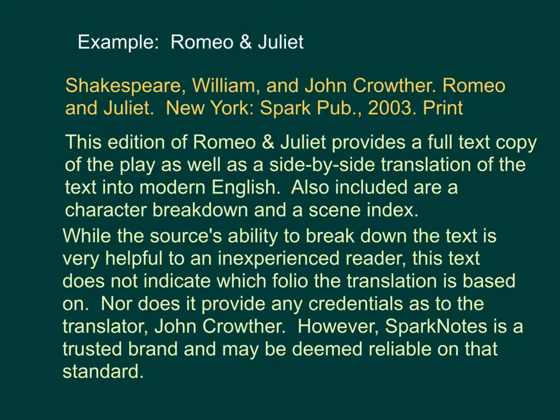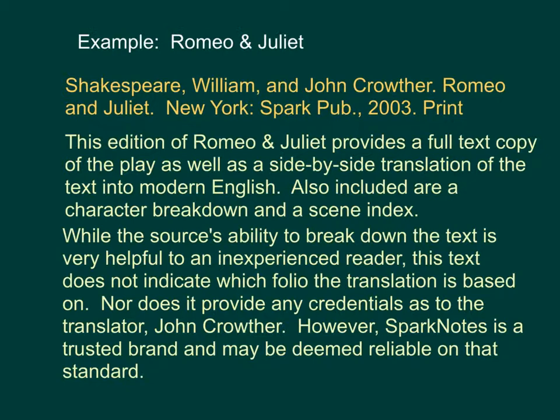Now, in addition to what I wrote in the annotated version, what's in white would make an excellent critique of a source. So, for instance, you would include the green text, which provides your annotation, your basic summary of what the source is, and then you critique it. While the source's ability to break down the text is very helpful to an inexperienced reader, this text does not indicate which folio the translation is based on, nor does it provide any credentials as to the translator, John Crowther. However, SparkNotes is a trusted brand and may be deemed reliable on that standard. So I have critiqued the source. I've said why it's maybe not the greatest source. It has some faults, but I have said why it is a reliable source without saying this source is reliable because. Nobody likes that. Try to avoid "this source is reliable because."